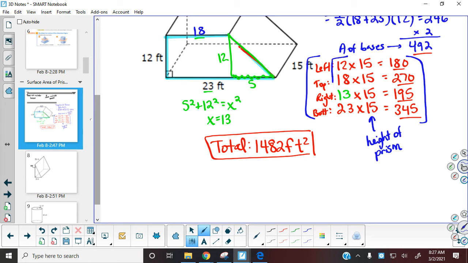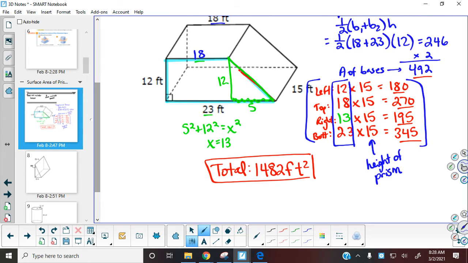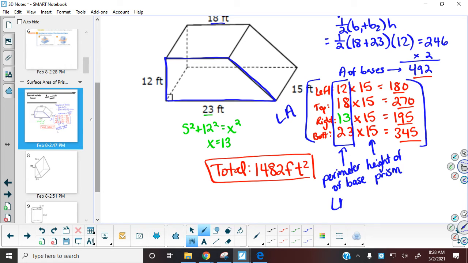And then these, if I were to add all of these lengths together, what that represents is, let me go ahead and switch it up, do some erasing here so you can see this. I've got a length of 12, I've got a length of 18, I've got the 13, I've got the 23. So if I look at my original figure, what I just outlined is the perimeter of the base. So a quick way to do the lateral area, which is what you see here in this blue bracket, is that the lateral area is equal to the perimeter times the height.